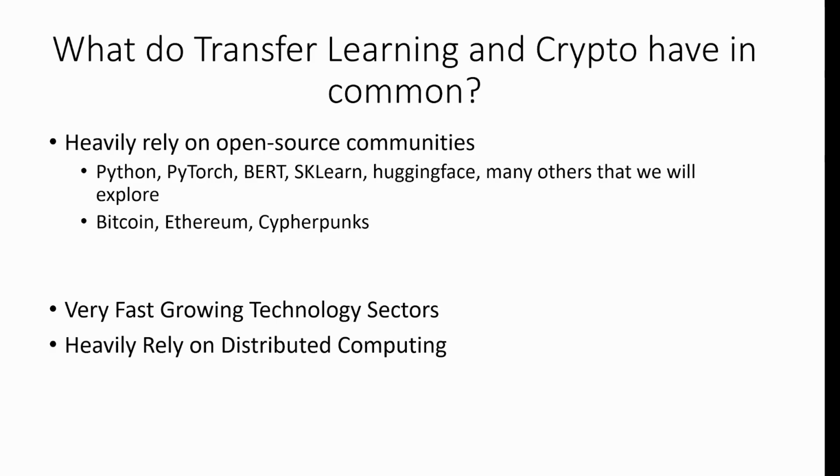So what do transfer learning and cryptocurrency have in common? They both heavily rely on open source communities. Python, PyTorch, sklearn, and Hugging Face are all open source technologies created by open source communities. The largest cryptocurrency networks are also open source technologies and also run by open source communities. They are both very fast growing technology sectors, and they both heavily rely on distributed computing.